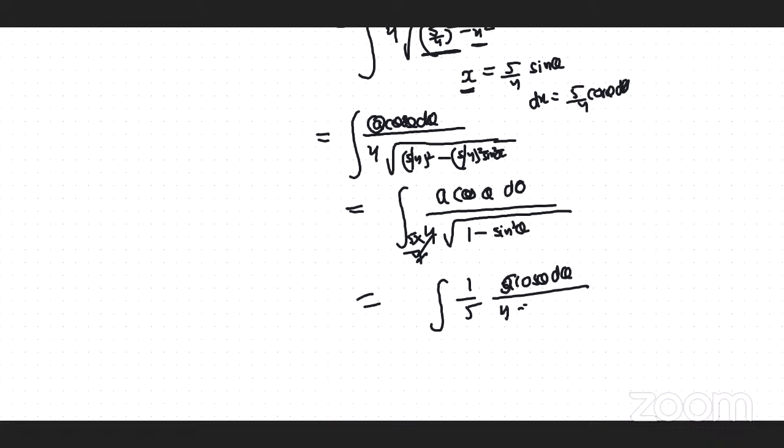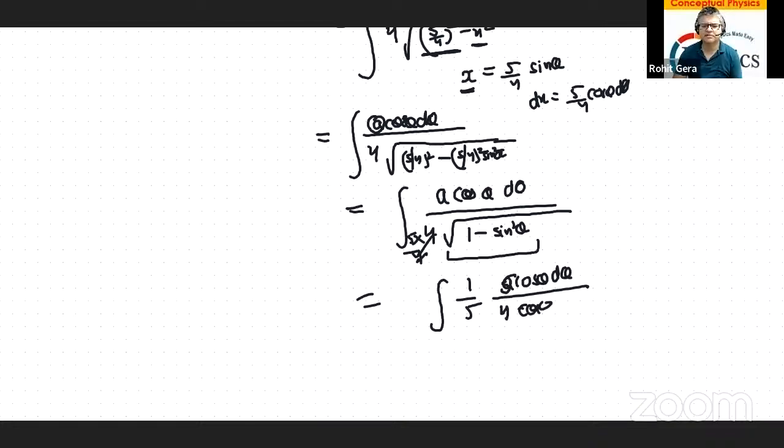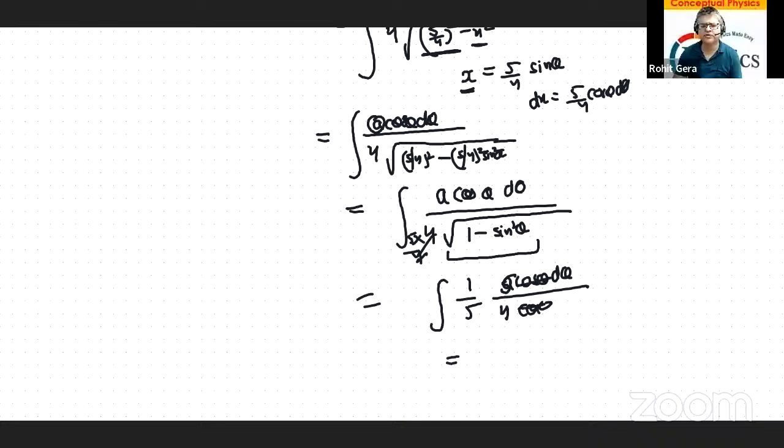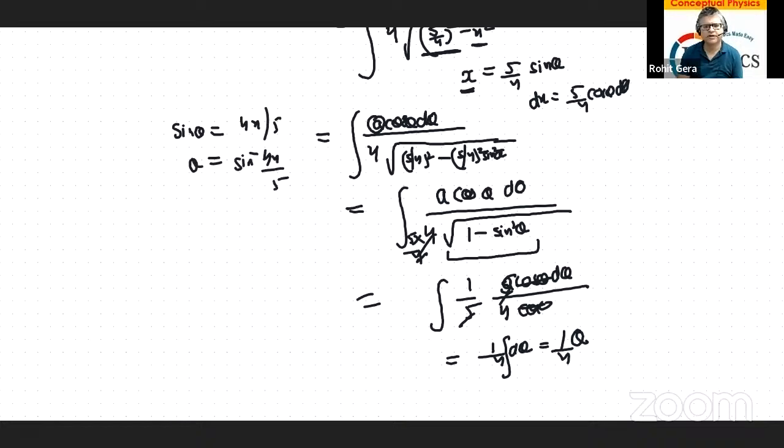ठीक है, this is anyway cos theta. Purpose यही था नीचे cos theta आ जाए, है ना? So ये कट गया. So 1 by 4 d theta. Okay, so this is 1 by 4 theta. So theta you can find from here that sine theta is equal to 4x by 5, and theta is equal to sine inverse 4x by 5. So this will become 1 by 4 sine inverse.